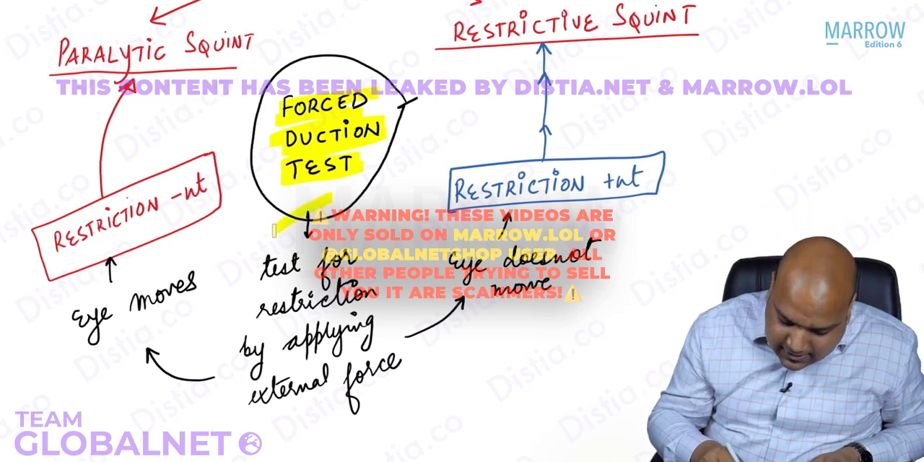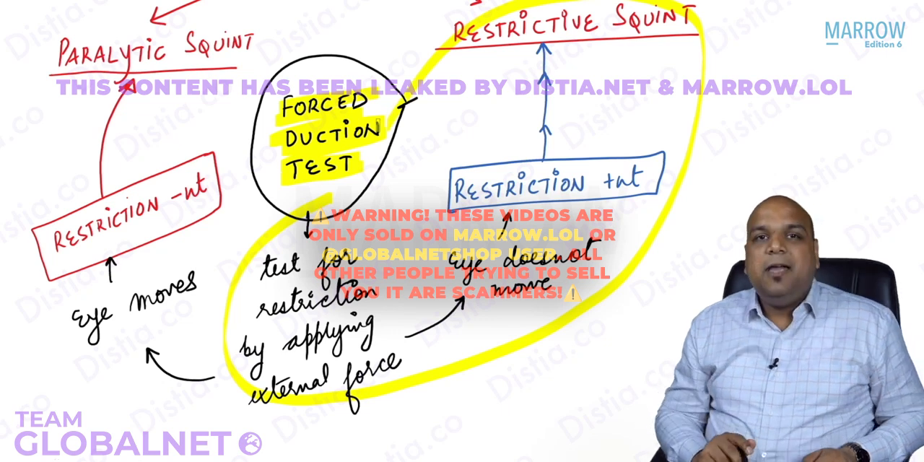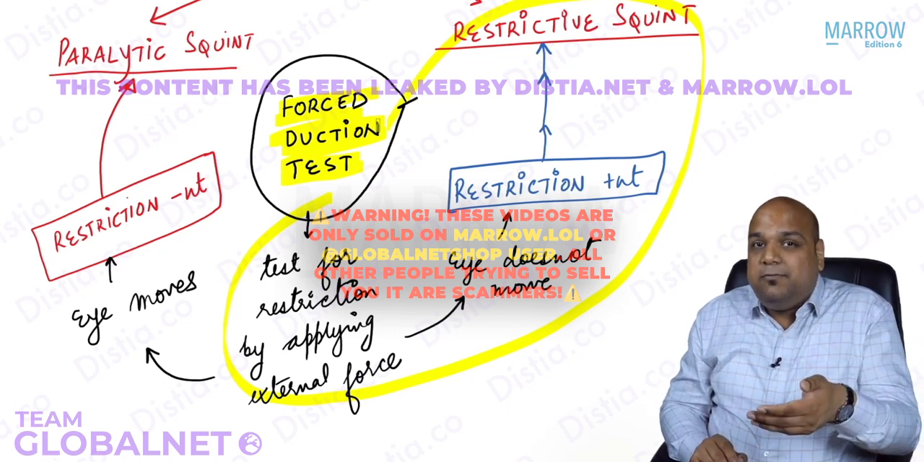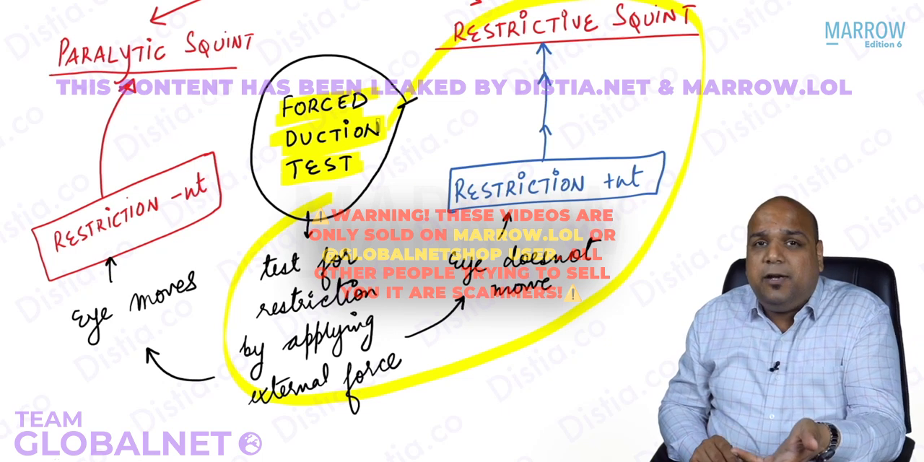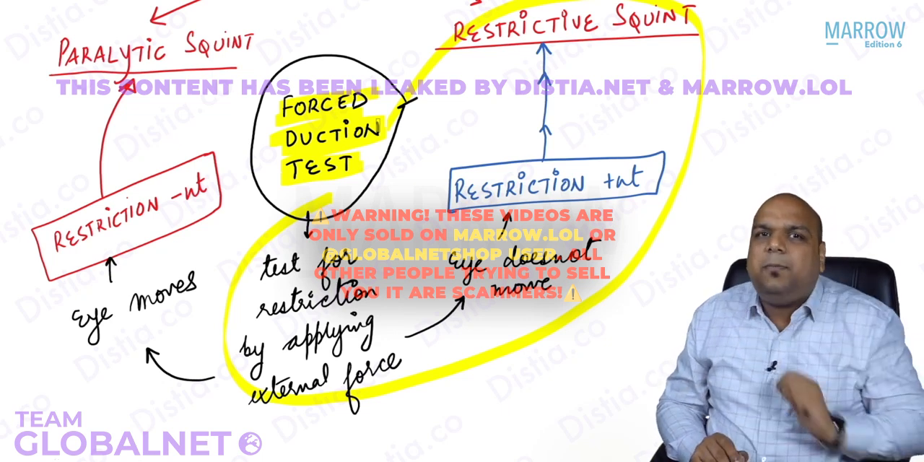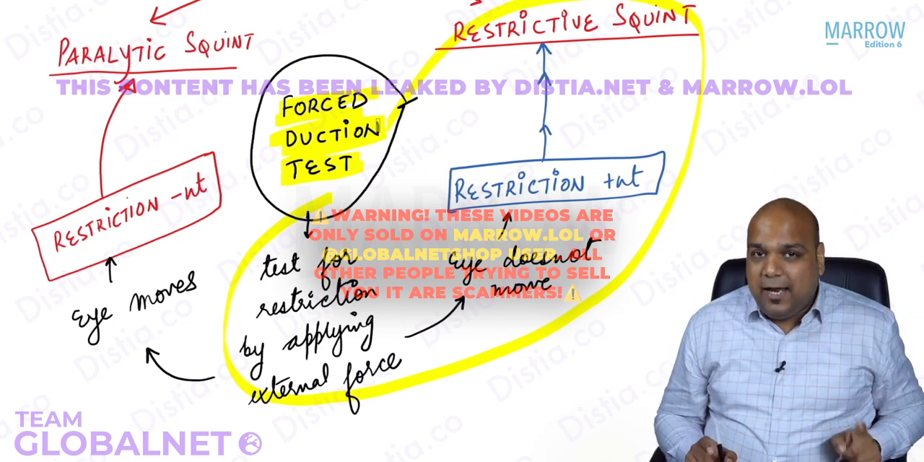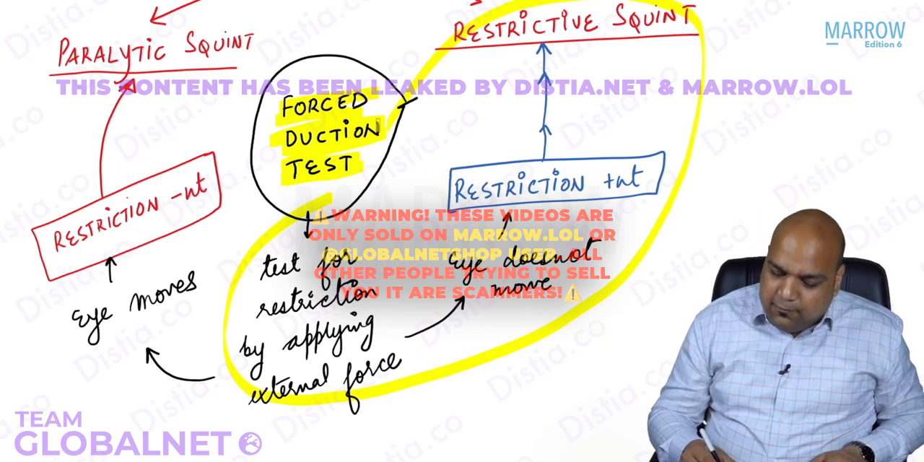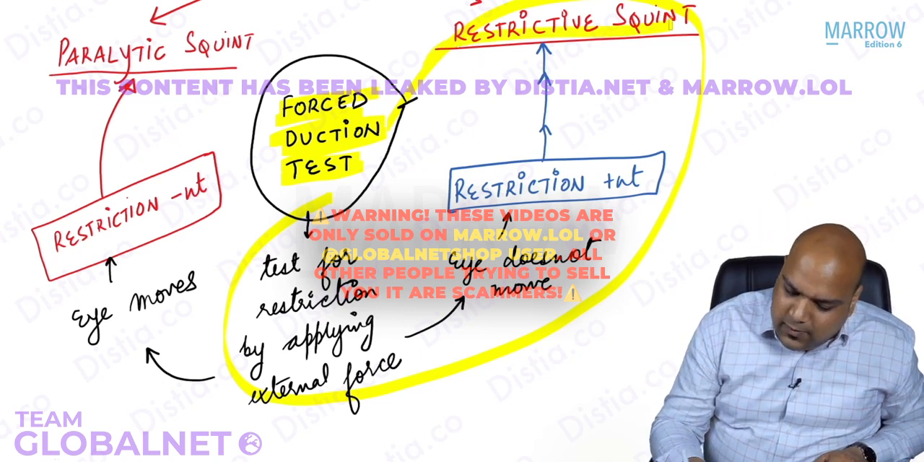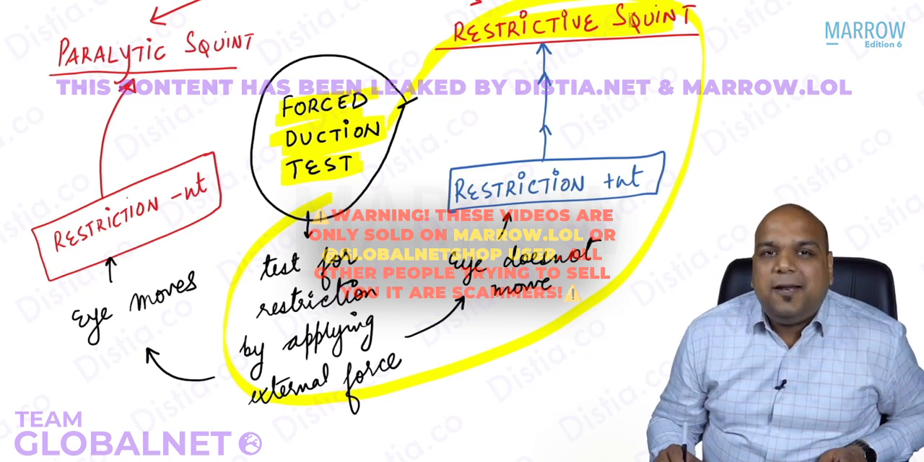A test is said to be positive, everybody, then only it is diagnostic. So we are saying force duction test is positive, then only we are diagnosing restrictive squint. If it is negative, then because it cannot be restrictive squint, it has to be paralytic squint. So please remember, a test is diagnostic only when it is positive. So force duction test is diagnostic for restrictive squint. I hope we are absolutely clear about this, everybody.